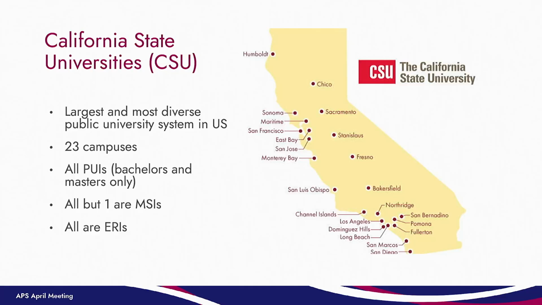California state universities are primarily undergraduate institutions. So they're all PUIs. We do have some PhD programs, but it's mostly bachelor's and master's programs. There are 23 campuses. We're one of the most, if not the most, diverse public university systems in the United States. From what I could tell, all but one, which I think is just Maritime, a really small institution, are minority-serving institutions. So we are fortunate that most of our institutions actually have that designation already. And then all of us would be classified as emerging research institutions.